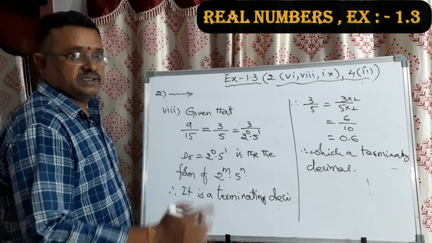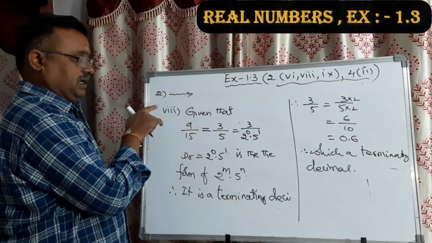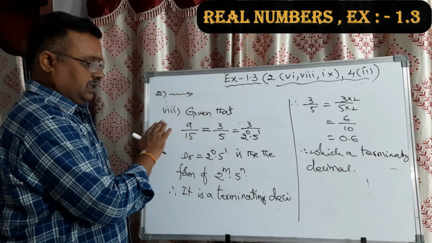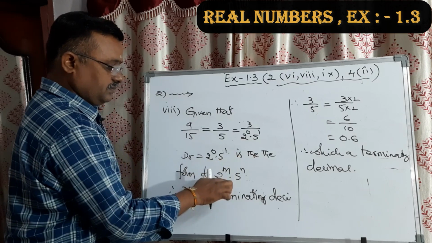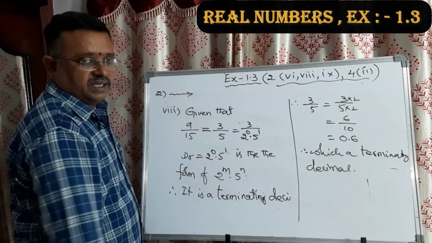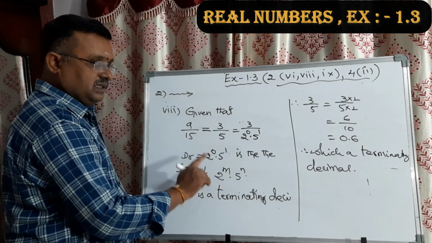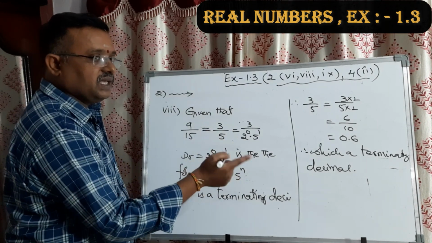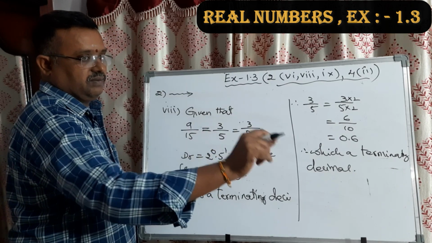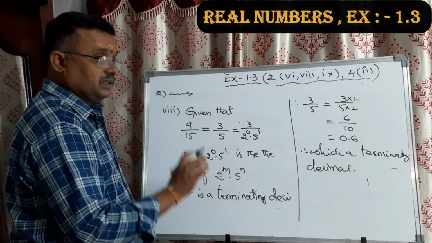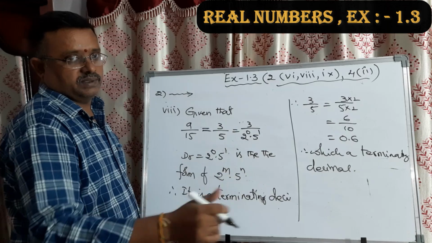Is that clear? This is one more model. Check whether the numerator and denominator have cancellations or not. Make them coprime, observe the denominator, write its form and conclude the answer. If the denominator is not in this form, if any extra prime numbers are remaining like 3, 7, 11, then it will become a non-terminating repeating decimal. Clear?